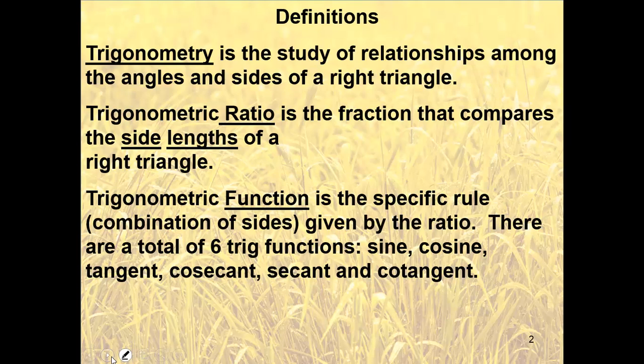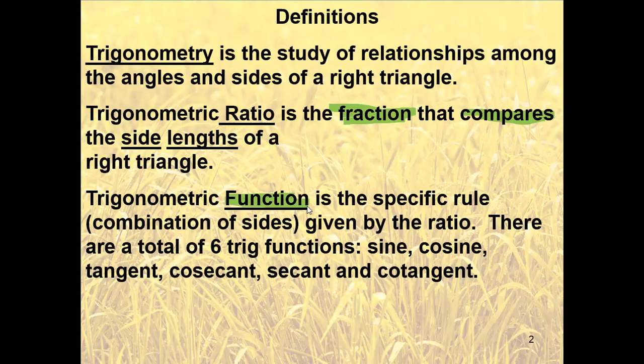A trig ratio, it's a fraction, nothing more than a fraction. It's a fraction that compares, so that means one's going to be in the numerator, one's going to be in the denominator, the lengths of sides of a right triangle. Other triangles too, but we're focusing on right triangles. So a trig ratio is just a fraction of side lengths. When you compare particular side lengths, then you are working within a trig function.